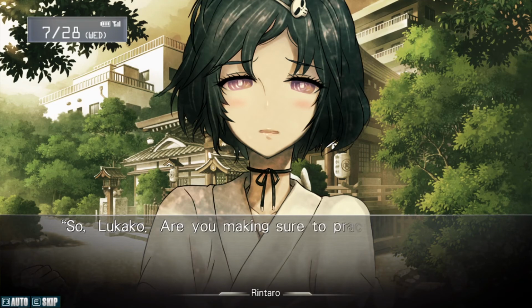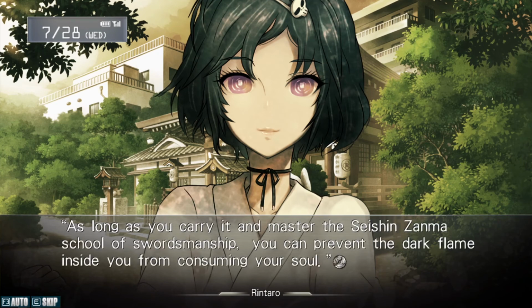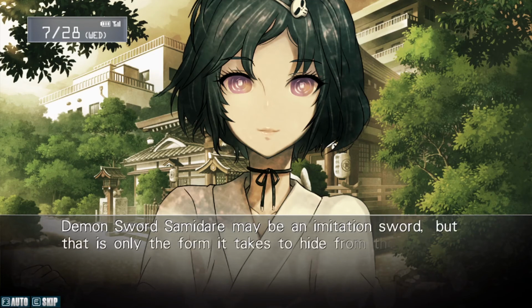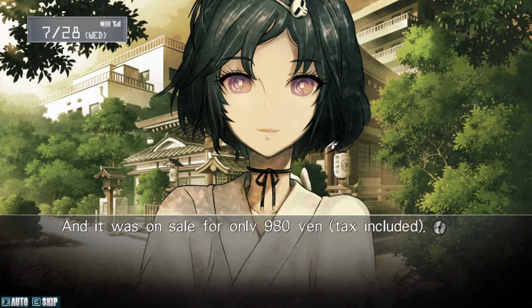So, Rukako, are you making sure to practice with Samadare like I told you? Yes, I do practice swinging once a day. As long as you carry it and master the Seishin Zanma school of swordsmanship, you can prevent the dark flame inside you from consuming your soul. Demon Sword Samadare may be an imitation sword, but that is only the form it takes to hide from the world. When one worthy to wield it appears, it unleashes its true power. And it was on sale for only 980 yen, tax included.